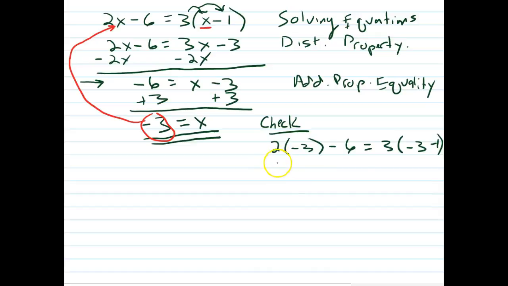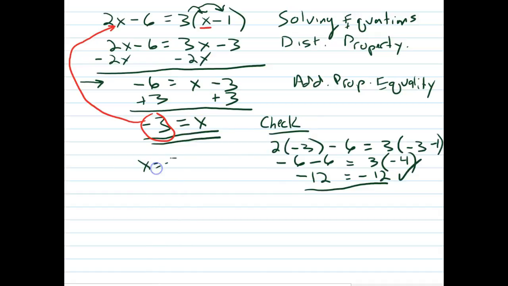Well, over on the left-hand side, that's a negative 6 minus 6. On the right-hand side, I've got 3 times a negative 3 minus 1, which is negative 4. Minus 6 is minus 12. And 3 times minus 4 is a negative 12. So because I have a true equation, a true statement in my check, that is the confirmation that my answer, x equals negative 3, is correct.